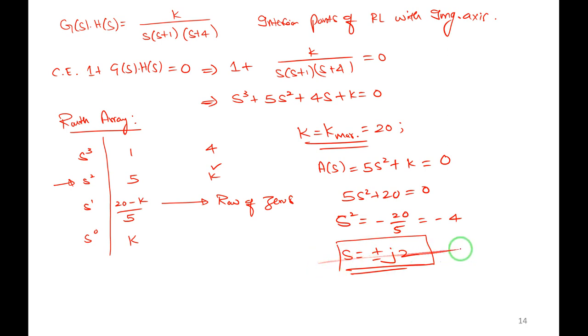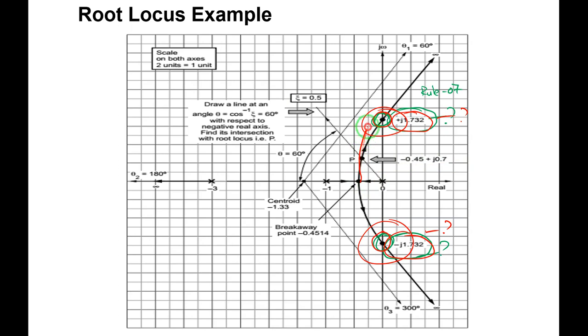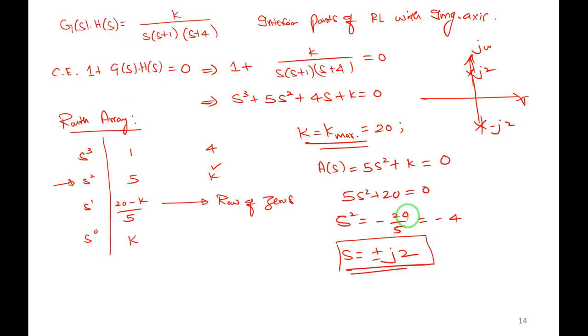So we came to know that these are the intersection points of the root locus with the imaginary axis. The root locus will intersect at plus j2 and minus j2. Here, let me show you in this example. It will come here and intersect here. This is plus j2, a simple example I am telling. This branch will intersect here at minus j2, for example. That's all.